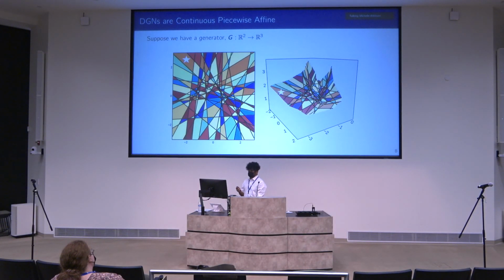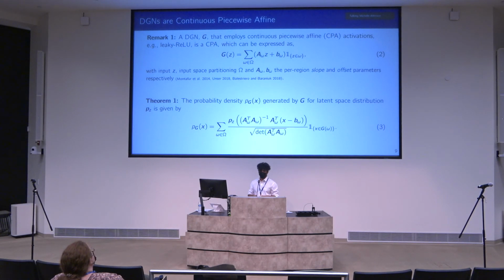And this intuition gives us the ability to derive explicit expressions on how any input distribution P of Z is going to be transformed to the output distribution, PG. So in theorem 1, what we propose, in words, is that for any input distribution P of Z, the output is just an affine transform of the input distribution, which is weighted by the volume scalars of each of those affine regions.